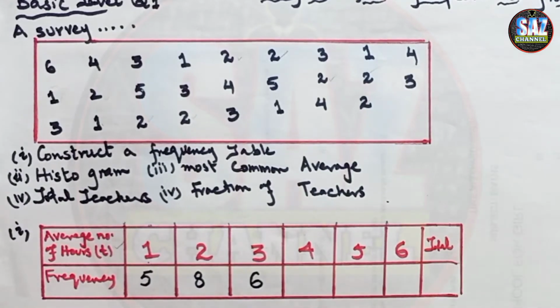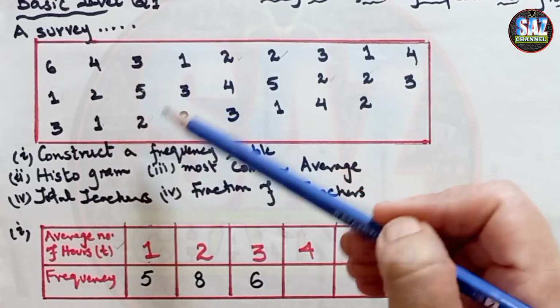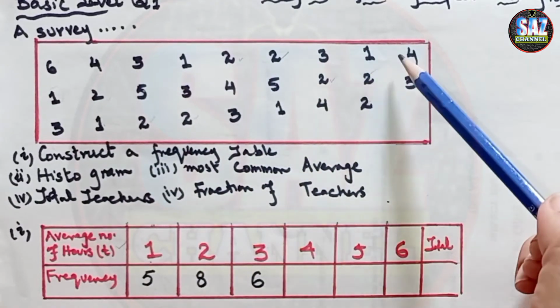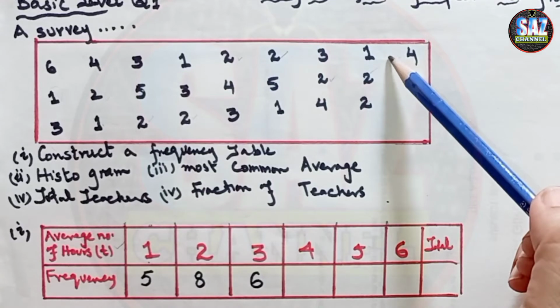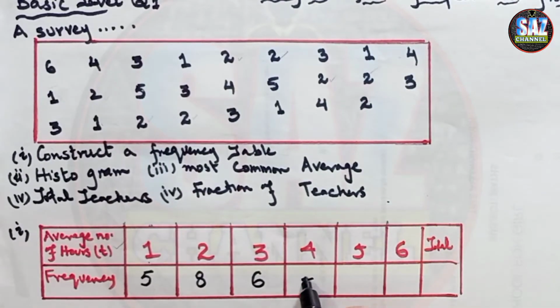Okay, and then moving to 4, how many times? 4 is coming, 4 first time at this place, 4, and then second, then third, and then 4. There are 4 places where 4 is coming. Okay, now 5.